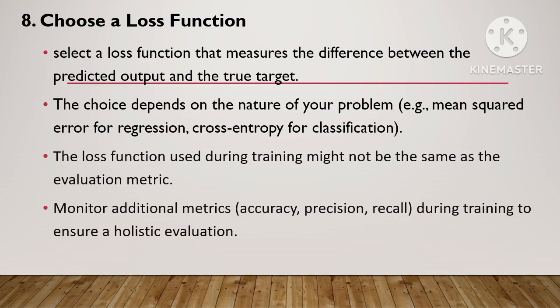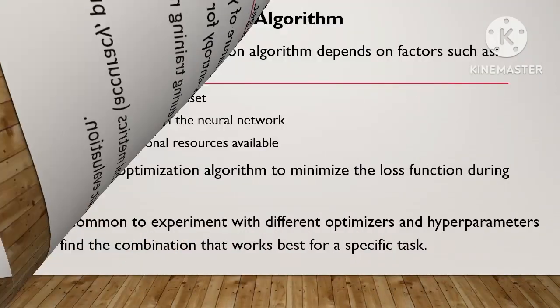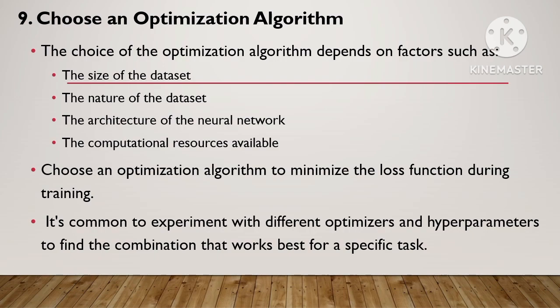Yeah. The next step is choosing an optimization algorithm. And the choice of the optimization algorithm depends on factors such as the size of the dataset, the nature of the dataset, the architecture of the neural network, and the computational resources available. Those are the guiding factors when choosing an optimization algorithm. So you see, the decision you made on the architecture or the size or nature of the data will impact the optimization algorithm that you choose for your model.